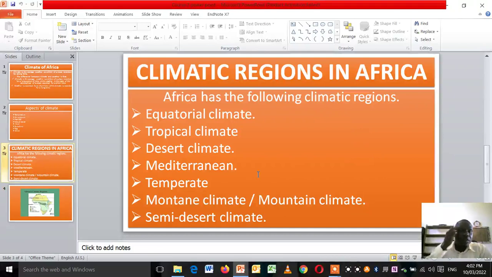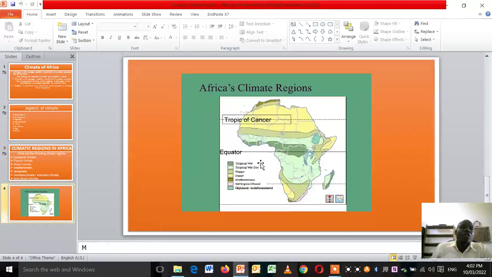Now, when you look at the 7 climatic regions in Africa, you'll find that the 7 are not the same. And I would love us to talk about equatorial climate. Now, why is this equatorial climate experienced? When we talk about equatorial climate, you'll find that it is experienced by areas along the equator or areas near the equator, which occur between 0 degrees to 5 degrees north and 0 degrees to 5 degrees south.